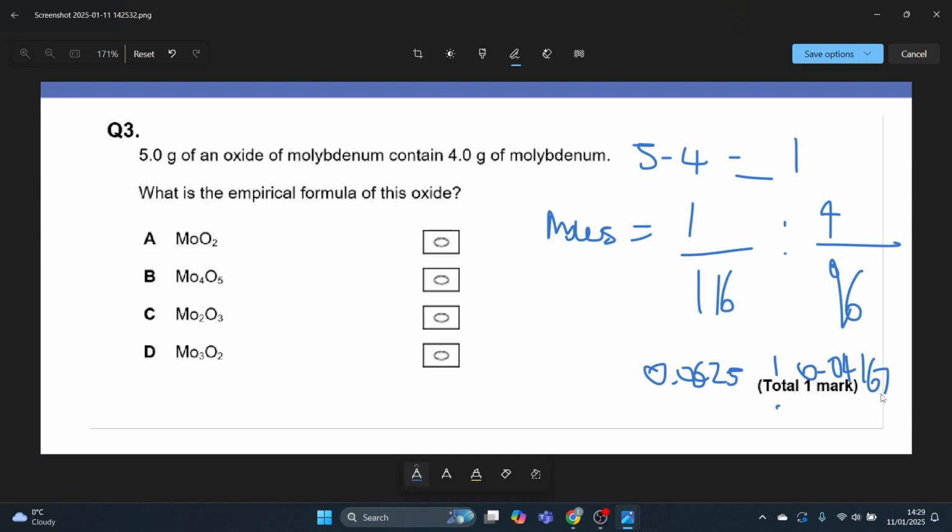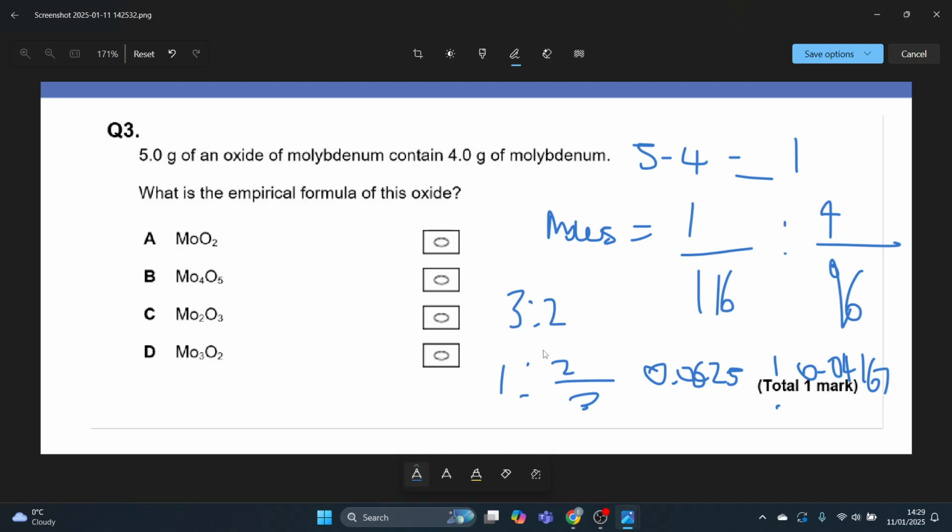1.0625, to 4 divided by 96, 0.04167. Divided by the smallest ratio, answer divided by 0.065, I get 1 to 2 over 3 mole ratio. Therefore, we times by 3, it's a 3 to 2 mole ratio.